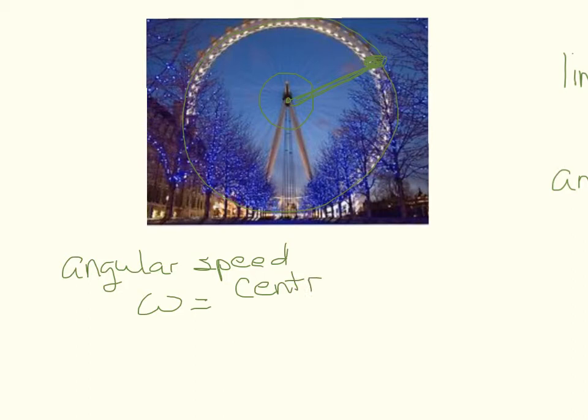In your book, angular speed is denoted with the Greek letter omega. Kind of a weird looking W. That's your angular speed. And angular speed is the central angle over time, or we could say theta over time. That would give us our angular speed.